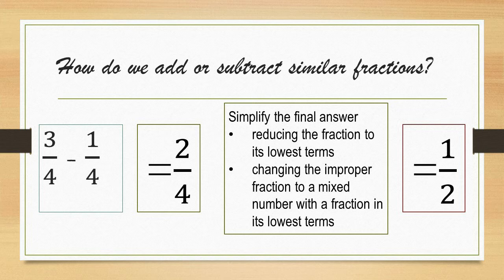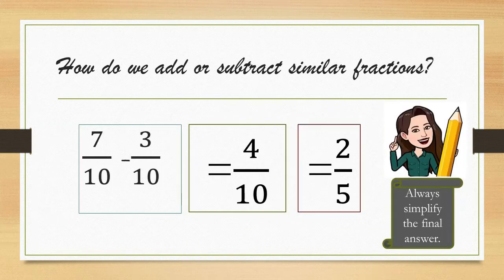For our next example, we have here 3/4 minus 1/4. Just subtract the numerators and then copy the denominator. The answer is 2/4. Remember, always simplify the final answer. Simplify 2/4 and the answer is 1/2. 7/10 minus 3/10. The answer is 4/10. Simplify the answer, thus the final answer is 2/5.